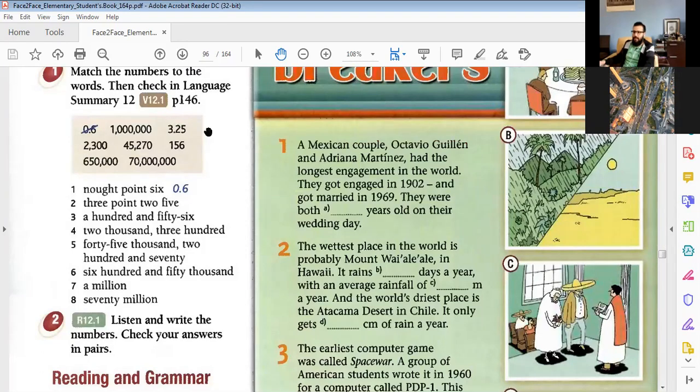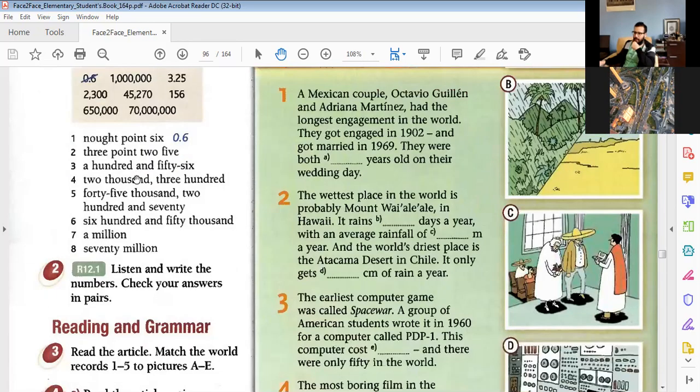And we learned that in English, zero is sometimes said, they sometimes say "not". So "not" is zero. If you see or hear the word "not", it means zero. Okay, so we talked about this.